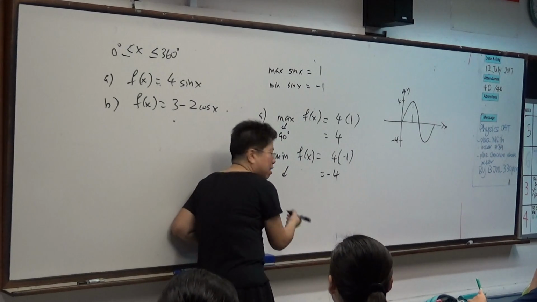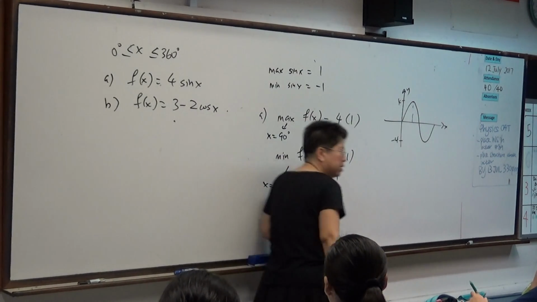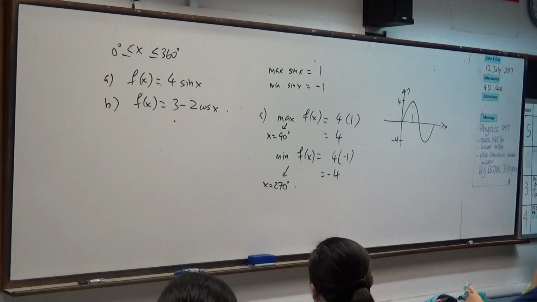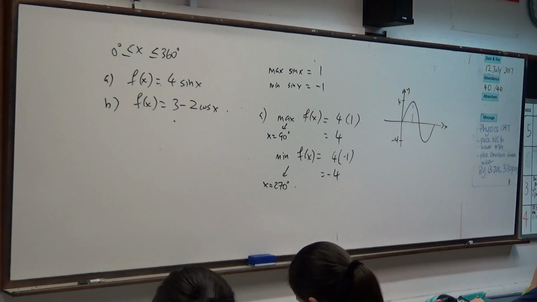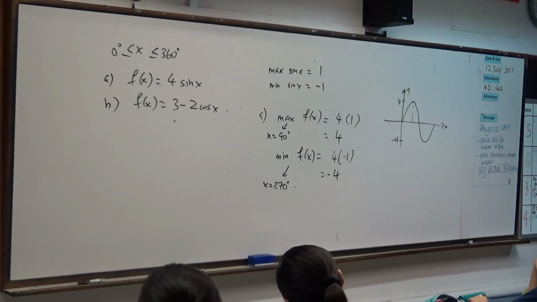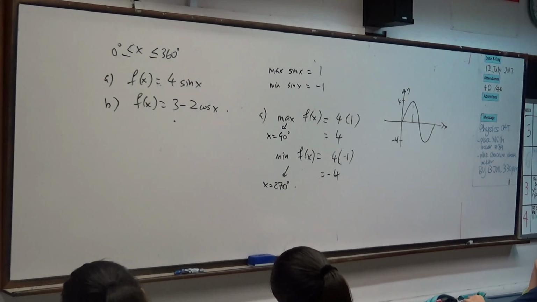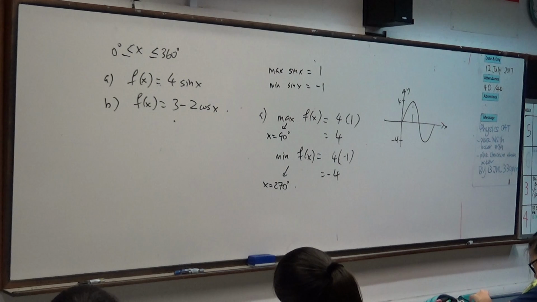X equals to what? 270. Everybody okay? Alright, it's all given in the textbook, but they talk until it's very complicated. It doesn't matter, it's okay. Is everyone clear? Everyone clear now? Okay, good. Alright?